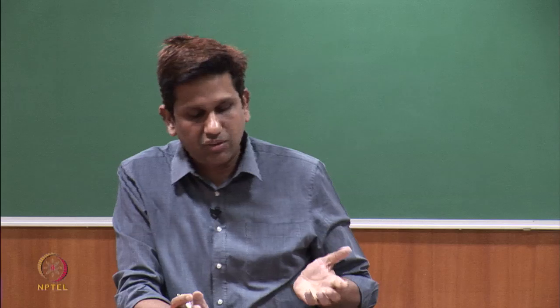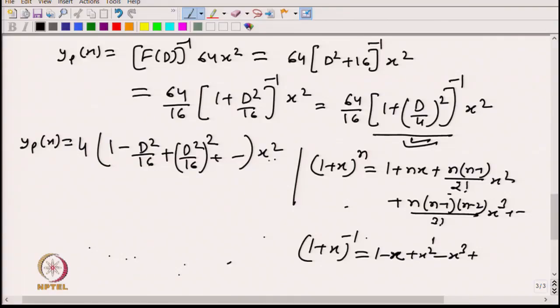This will keep going, because this is an infinite series, but I know that x square is the function, and if I take the first derivative it will be 2x, the second derivative it will be 2, and after that it becomes 0.